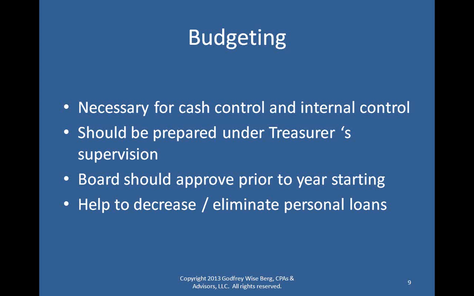Budgeting. Budgeting can be a very important step in the overall financial policy and procedures of an organization.